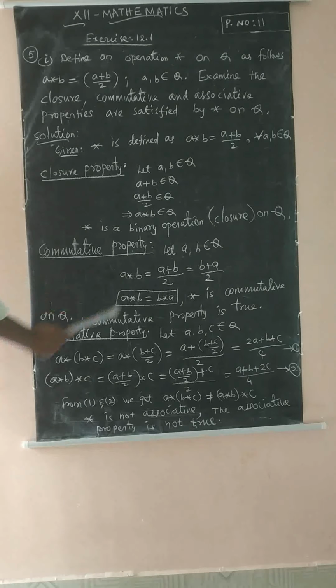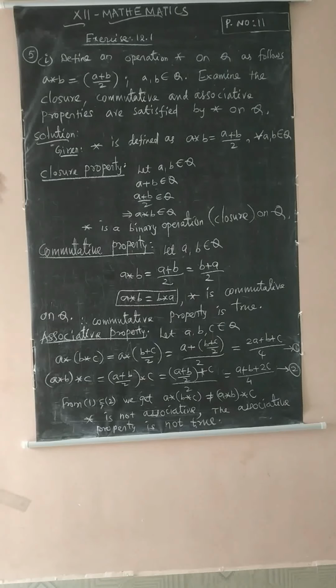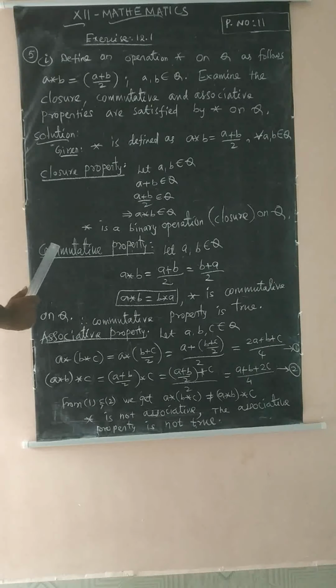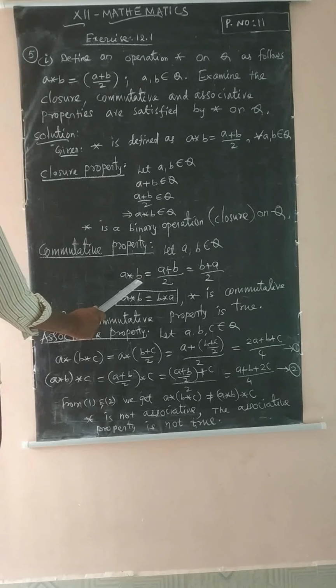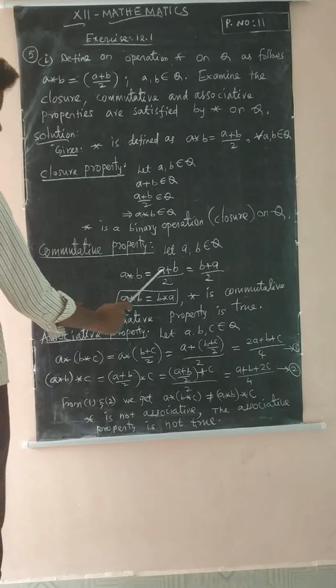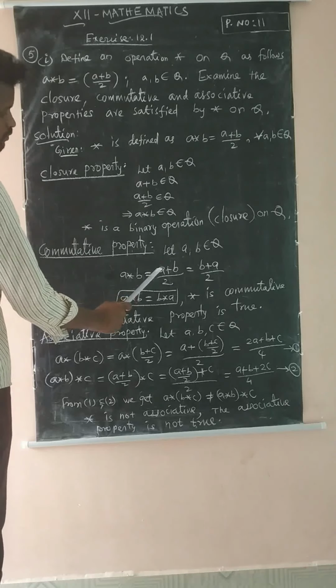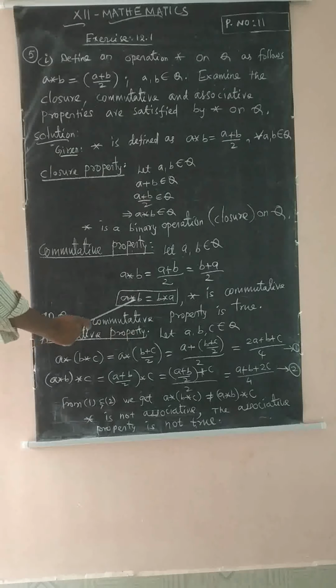Therefore the closure property is true. Next, the commutative property. Already we have seen the properties: closure, commutative, associative, identity, inverse. Here we have proved the closure property. So next, commutative property: let a, b belong to Q. a star b is equal to, by the star definition, a plus b by 2. We can write a plus b as b plus a by 2. This term is b star a. So a star b is equal to b star a.